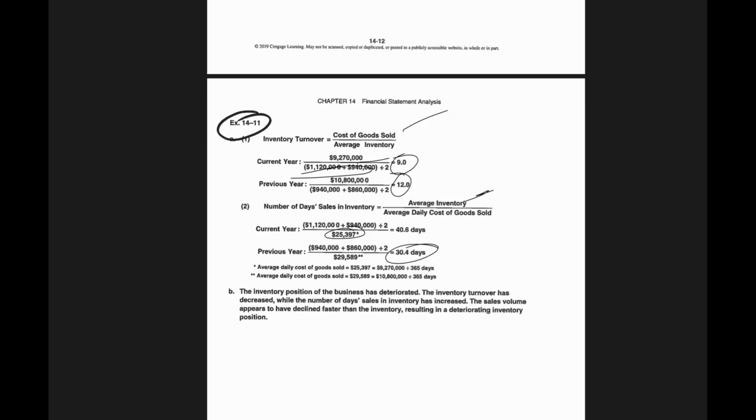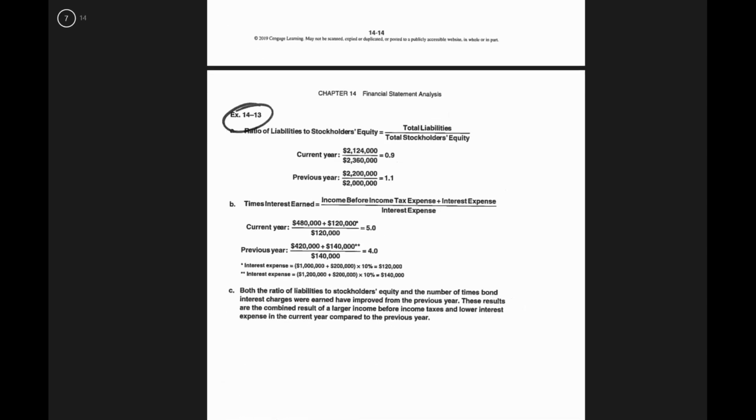All right, let's look over number 13. It says here, ratio of liabilities to stockholders' equity. So total liabilities, which would be the summation of AP, the current maturities, and the serial bonds. Okay, 2,124,000 divided by total stockholders' equity, which would be the last three, 250, 1,250,000, and 860. And our ratio is 0.9. Almost 1-to-1, just as much debt as there is equity. It's improved from last year because now we're down to 0.9 and it was 1.1.